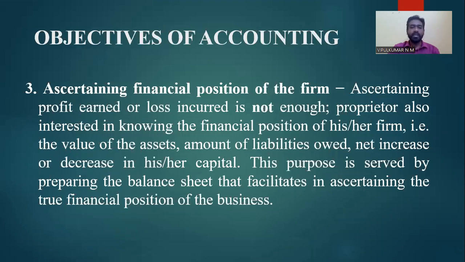Third objective is ascertaining the financial position of the firm. There are two concepts you should remember on the financial position of the firm. The first thing is the preparation of the income statement. After preparing the income statement, we will be able to understand the operational results of the organization, whether the company is in profit or loss. While preparing the balance sheet or the position statement, we can understand what all assets are owned by the organization and liabilities owed by the organization towards outsiders. So, the accounting objective is ascertaining the financial position of the firm.